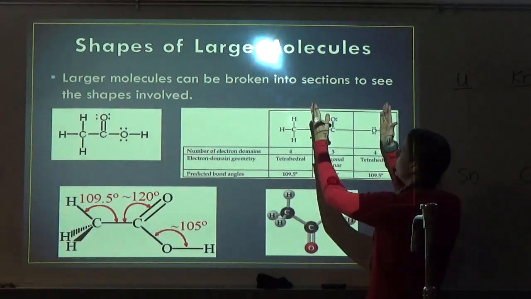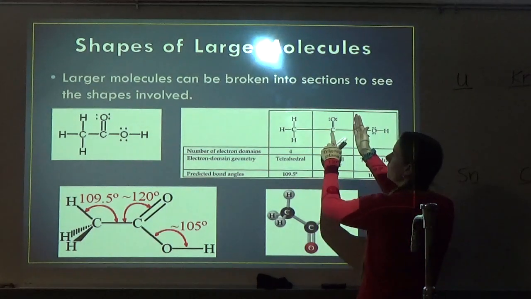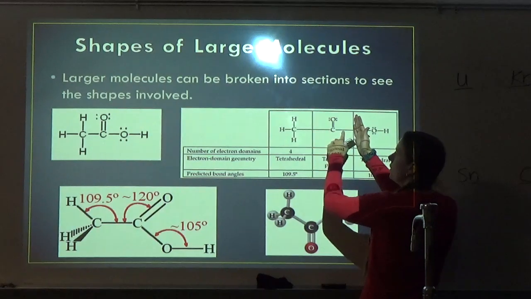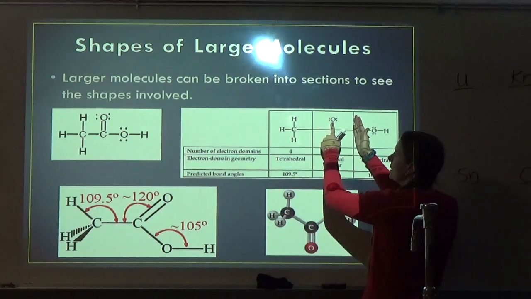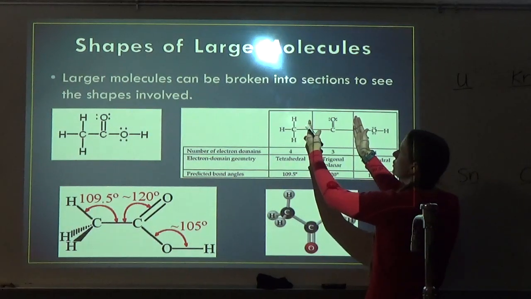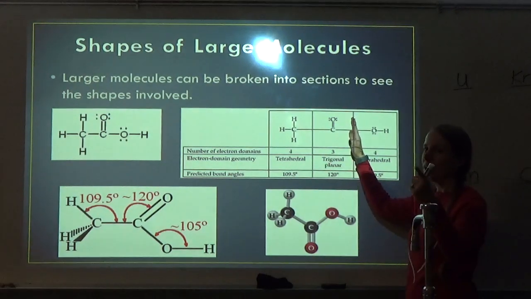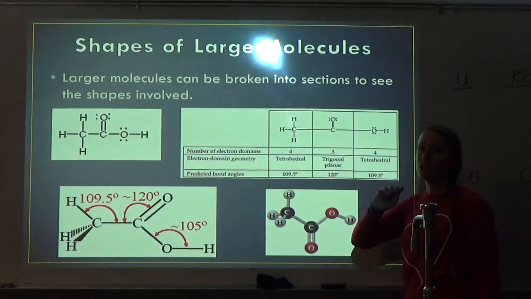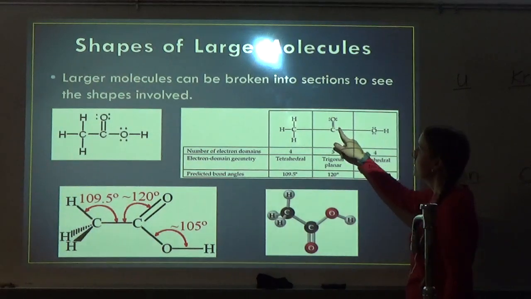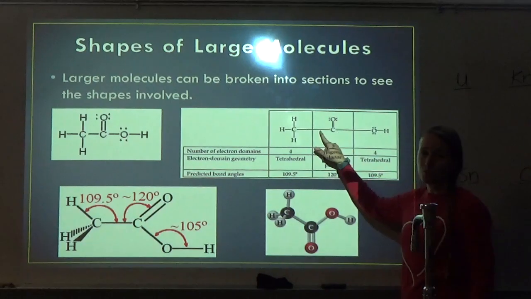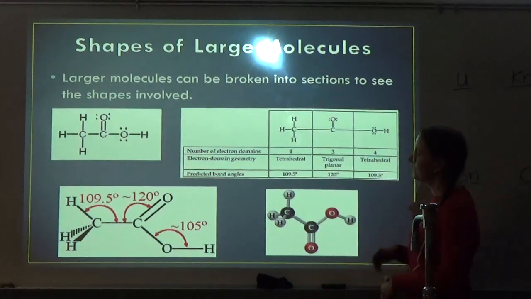Or if I said, what is the shape that's around the middle C? You can say, oh, well there's 3 domains, so that would be trigonal planar. So I know that that's about 120 degrees. I said about, why? Because one of them is a double bond. So of course this is actually going to be greater than 120 and this is going to be less than 120. So you can always just write approximately 120.